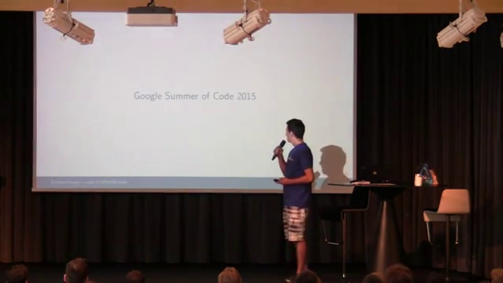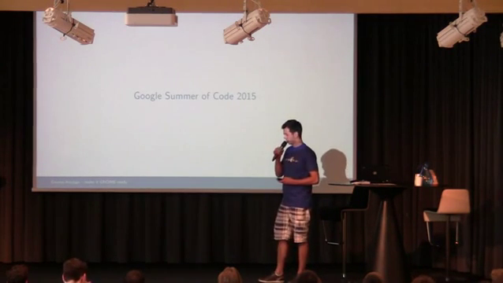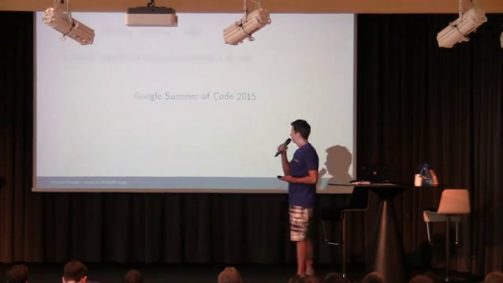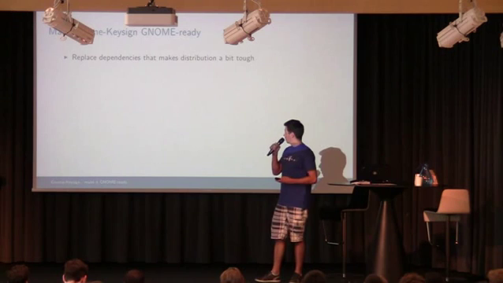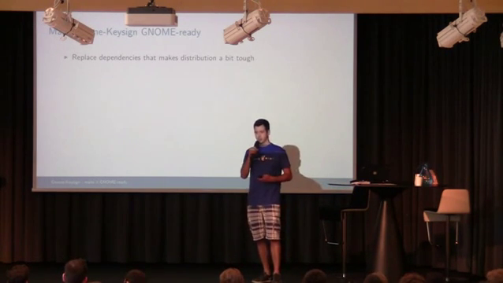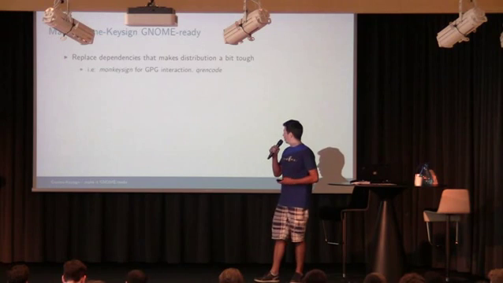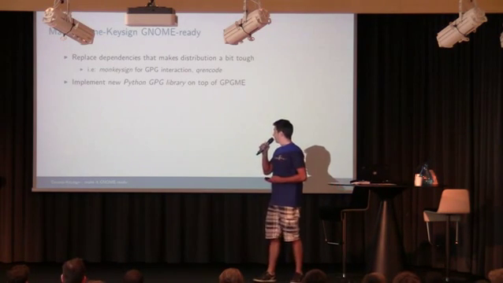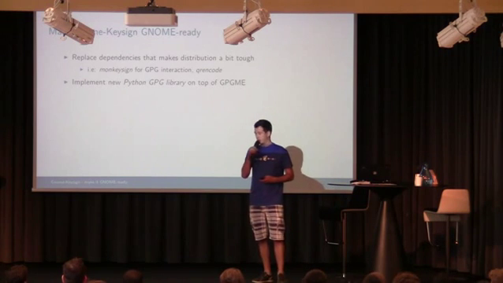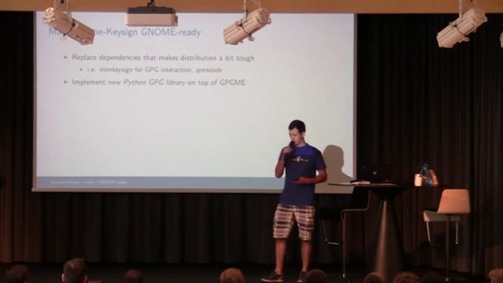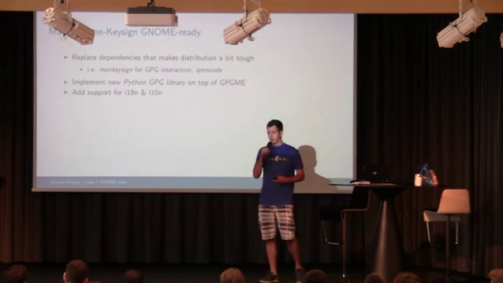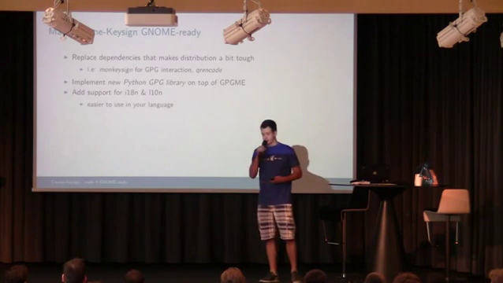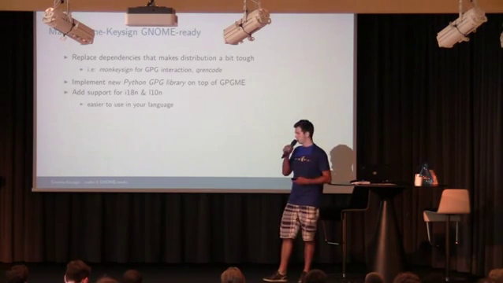Okay. What am I working on in Google Summer of Code 2015? I wanted to make the Keysign application GNOME ready. So I replaced some of the dependencies that made it harder to distribute, some weird dependencies. I made a new Python GPG library that can interact with GPG. Added support for internationalization and localization. This made it even easier to use in your language now that you can translate it.